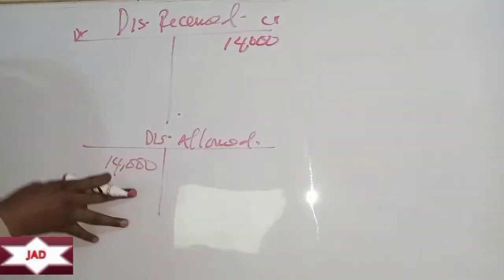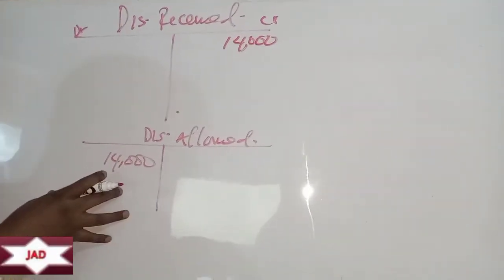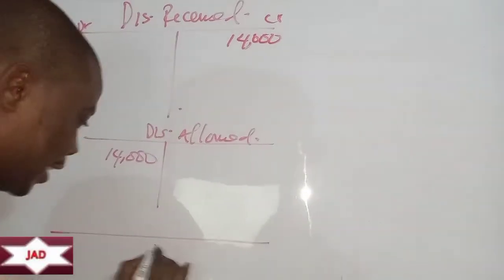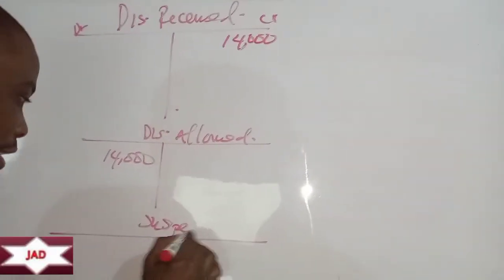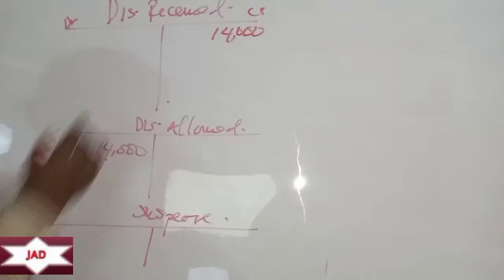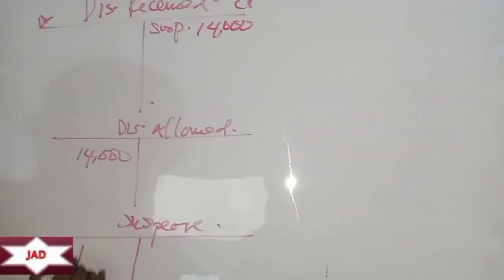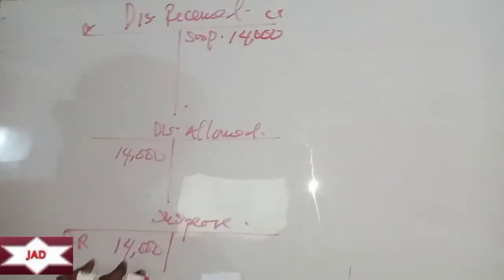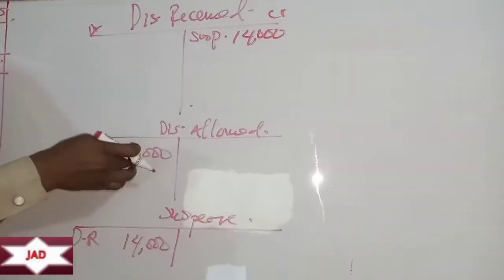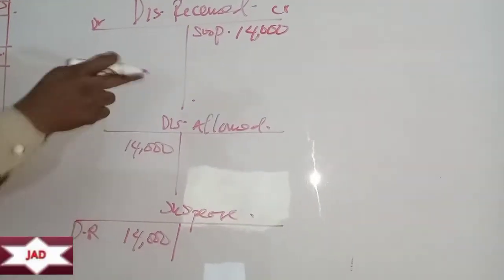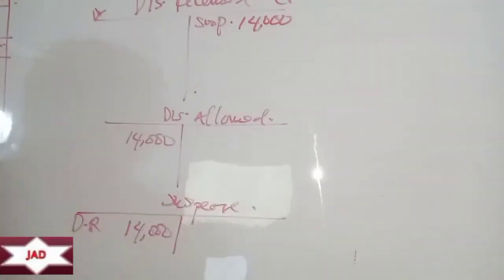Now, we cannot debit discount allowed again because there's already an error there. So we take it to where? Suspense. So we have suspense for discount received, how much? 14,000. So this is the first correction. This discount allowed here now is an expense, taking an amount of money that's not supposed to be there at all.